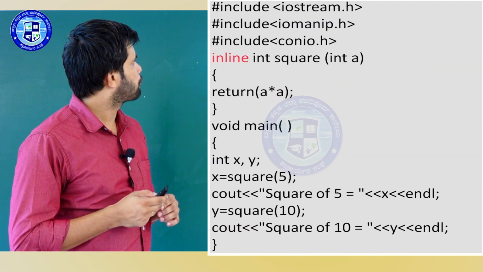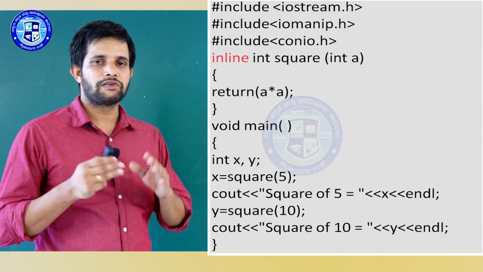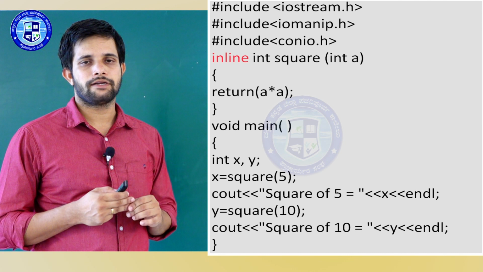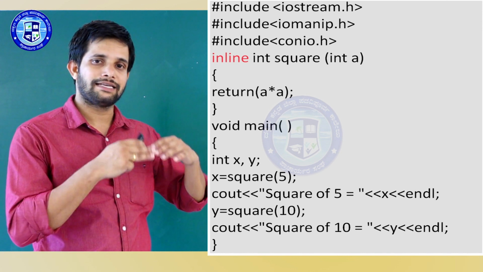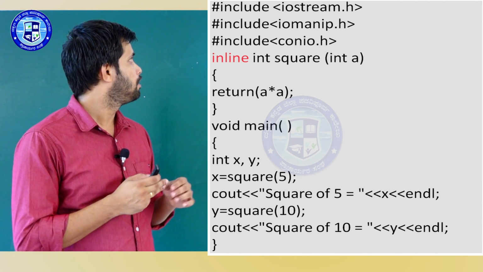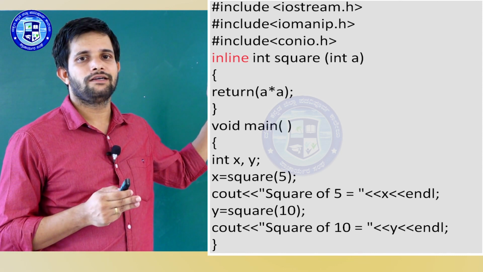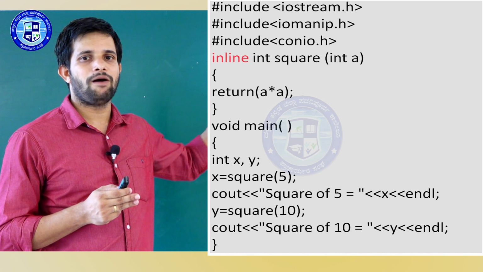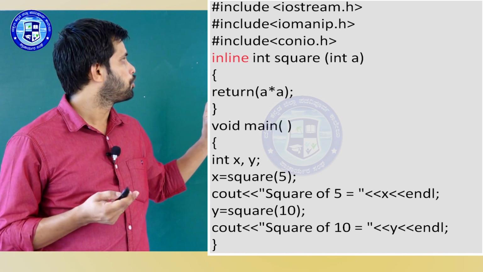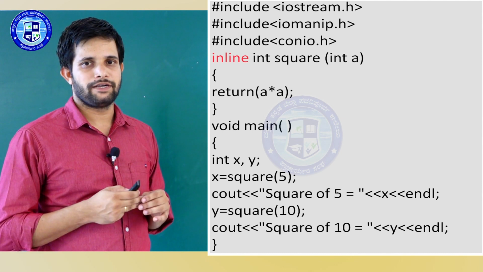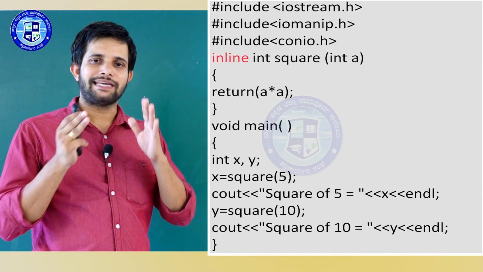Now let us see one programming example to illustrate this concept. We have included header files here: #include <iostream.h>, #include <conio.h> and #include <iomanip.h>. After that, I am going to define a short, compact function that calculates the square of a variable, the square of a given argument.